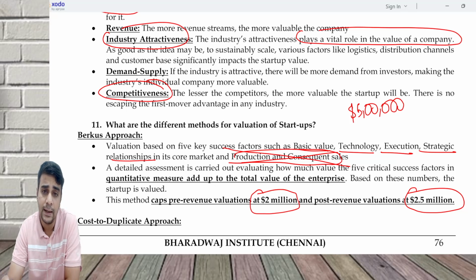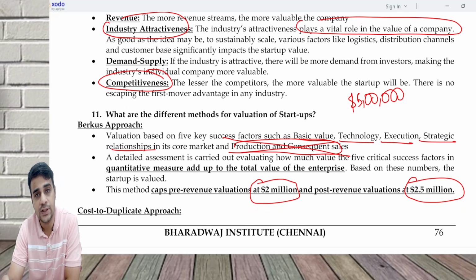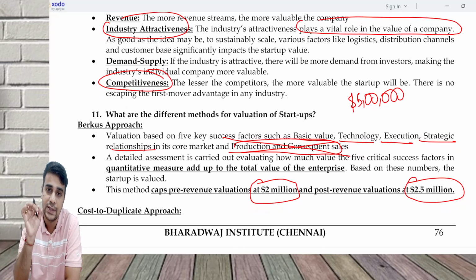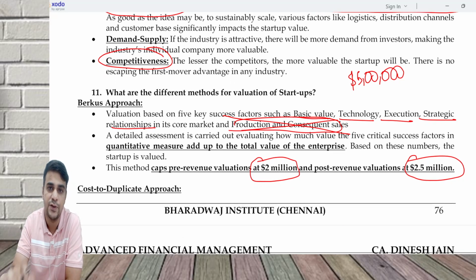Cost to duplicate approach. Basically, the value of the startup is equal to all the costs and expenses incurred to establish a startup, to establish a product, to do marketing, to establish a service. Whatever cost we have incurred, if it's a software, the cost incurred to do coding, all of this will form part of the value of the startup.